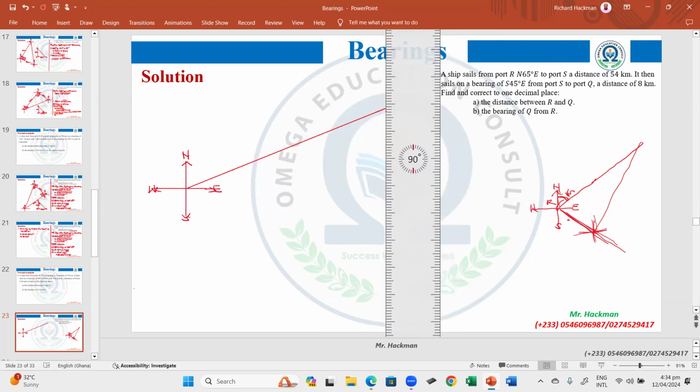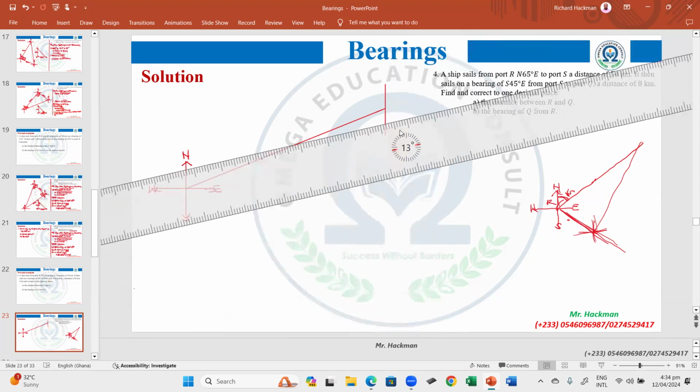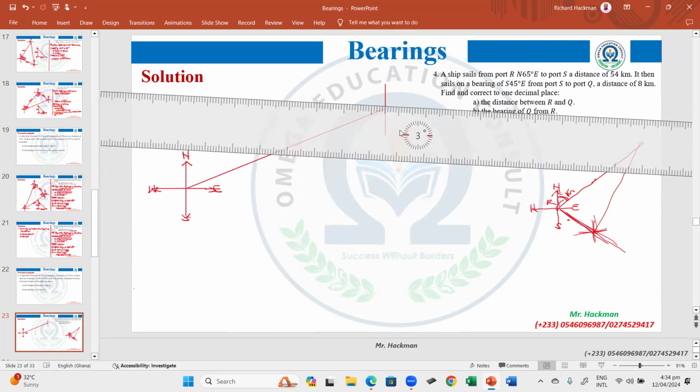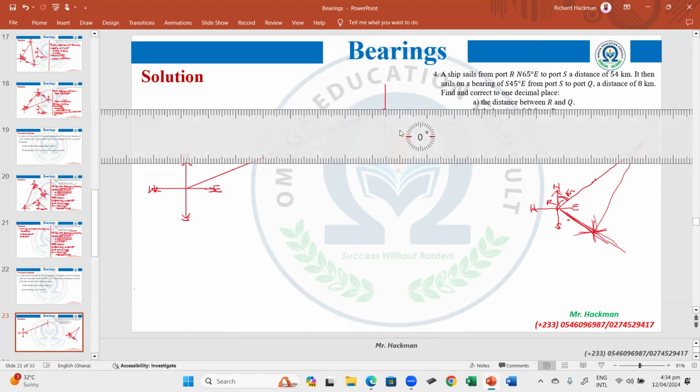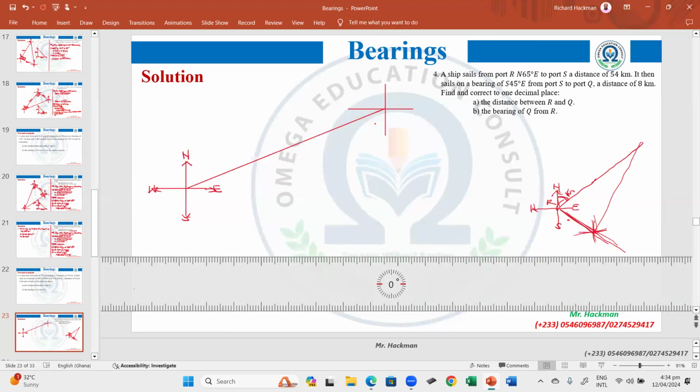So I will indicate my cardinal points also there, or even my true north, very critical. However, remember the angle here, you need to indicate it. So this is 65 degrees. Then you come and indicate your north, west, east, then south. Okay, so now what do we do?